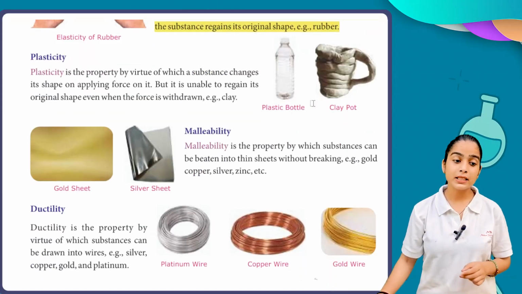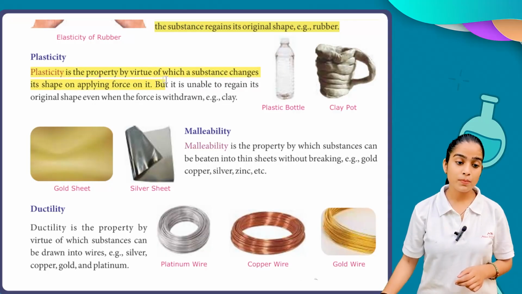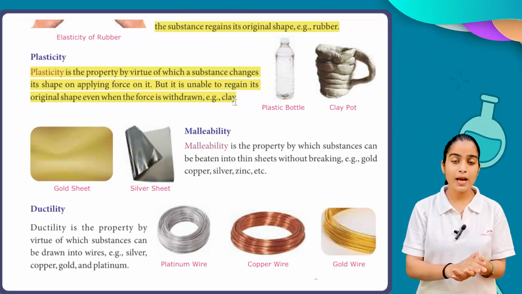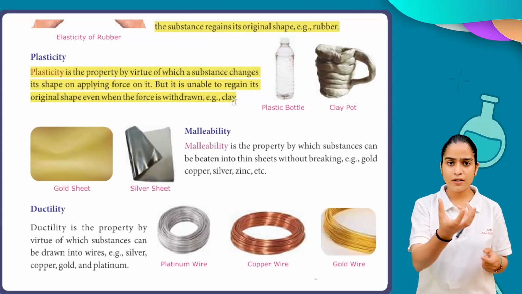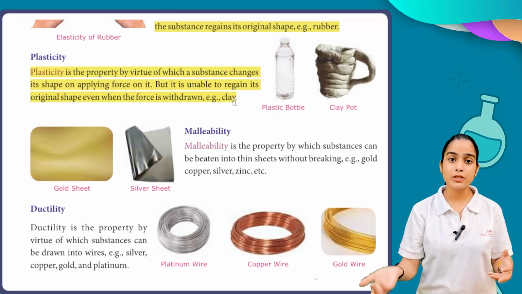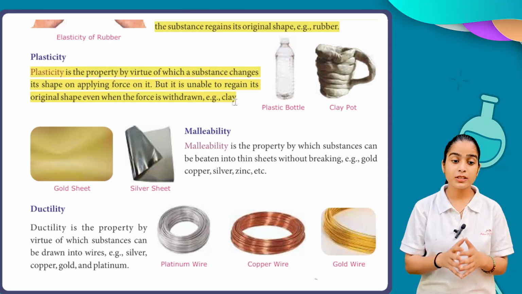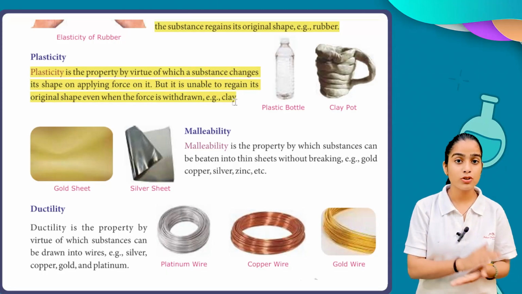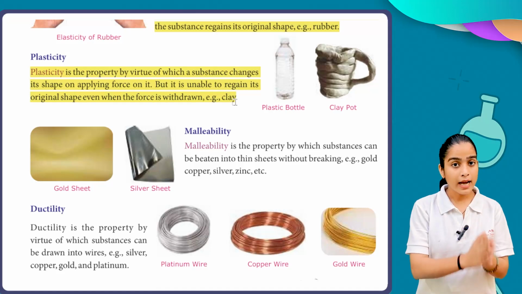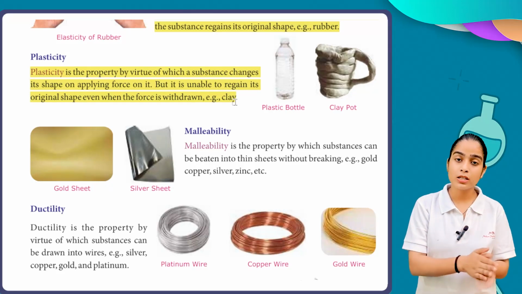Next we have plasticity. Plasticity is the property by virtue of which a substance changes its shape on applying force on it, but is unable to regain its original shape even when the force is withdrawn, example clay. For example, if we have clay, when we apply a force on the clay, we can change it. You have a rough clay in a square or rectangular shape. When you apply force on it, you can make different things with the help of clay. But after this, we cannot make it go back to its original shape when we withdraw our force on it. That is referred to as plasticity. We can change the shape, but we cannot get back to its original shape.